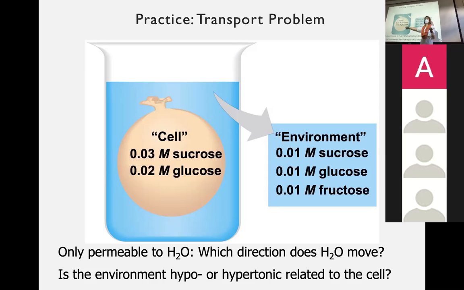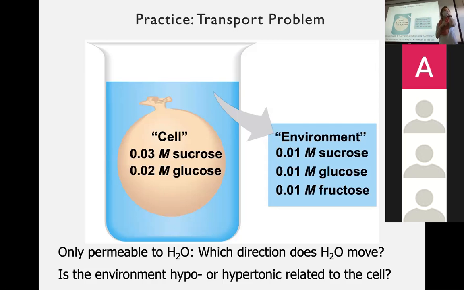So that would make the cell hypertonic. Like I said, it's always one or the other, and whatever the one is, the other is the opposite. They're always in relation to each other. So the environment is hypotonic, and the cell is hypertonic. So if you can do something like that, you pretty much have a good understanding of what this idea of osmosis and diffusion is dealing with.